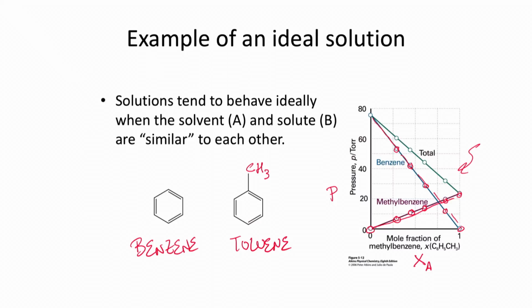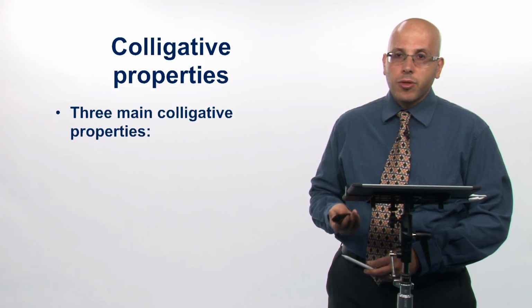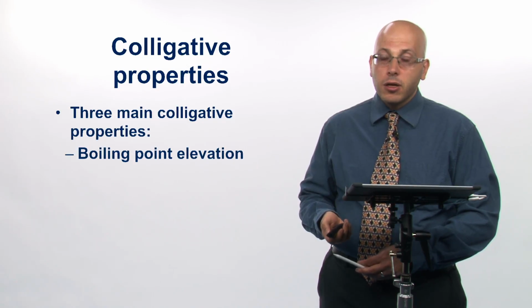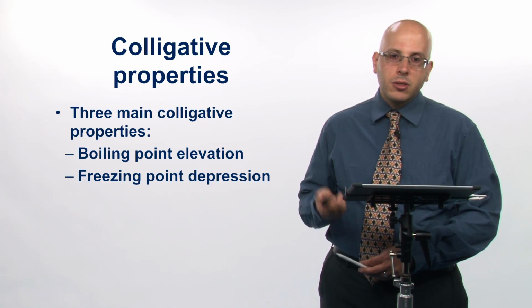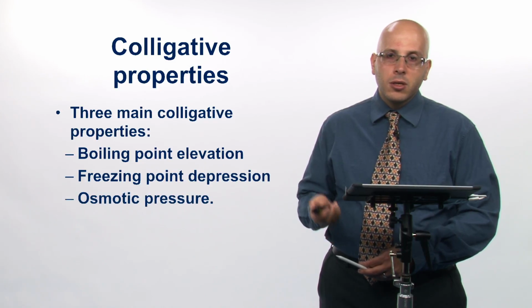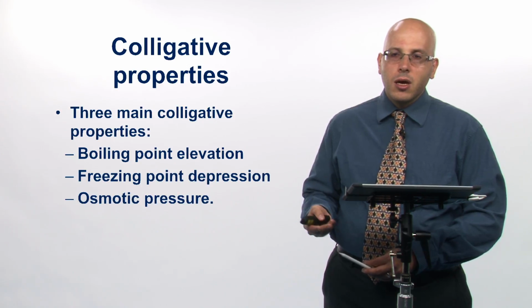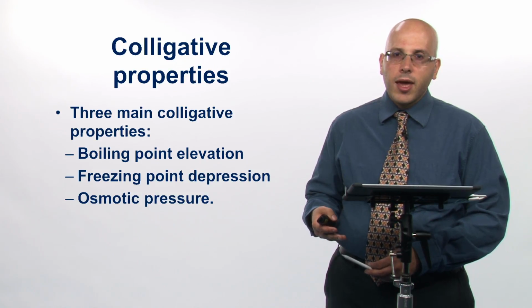So now let's talk a little bit more about what these colligative properties are. So in a colligative property, what happens is the presence of a solute can affect the properties of the solution. And there are three main colligative properties that we care about. Okay, boiling point elevation, freezing point depression, and osmotic pressure. So what I'll do is I'll show you some examples and some figures and some images, pretty pictures of these three different situations, right? Boiling point elevation, freezing point depression, and osmotic pressure.